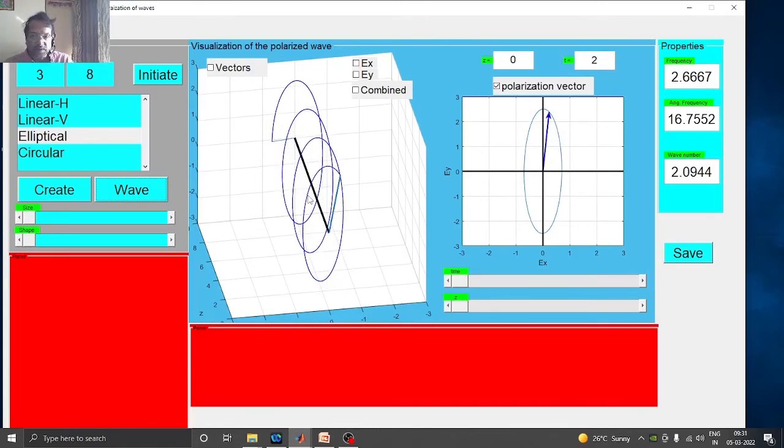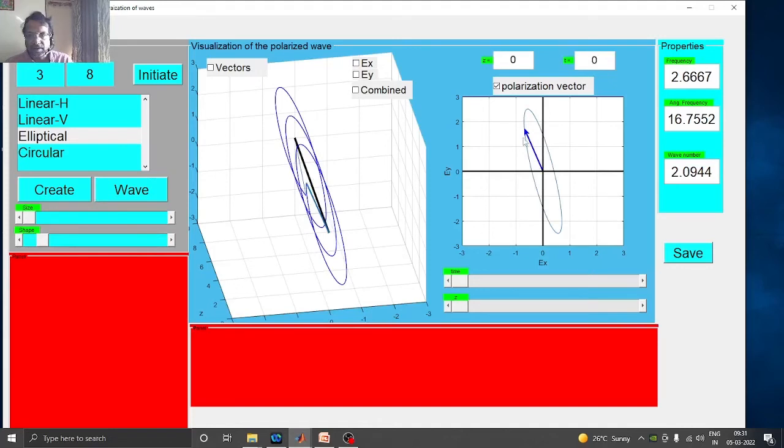Now, ellipse is a more general case from which circular as well as linear can be derived, which I'll show in the next video. But for now, let us look at different types of elliptical polarization. Let's change the shape. Now the ellipse makes an angle with the vertical y-axis. The rotation is anti-clockwise. Let's change it further.